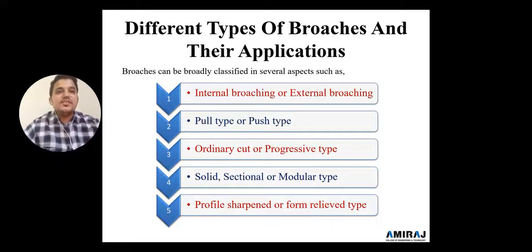So today we are starting with how the broach can be broadly classified into several aspects, such as internal broaching and external broaching. This classification is as per the configurations: internal broaching, external broaching, then pull type and push type, which we already learned yesterday, and ordinary cut and progressive type. Ordinary cut means specific cuts are there, and progressive types. That we learn today: solid, sectional, and modular type. And the last one is the profile segment type. So let's start with each and everything.